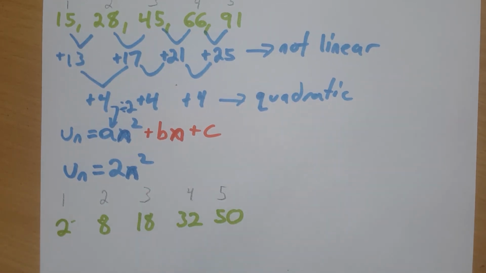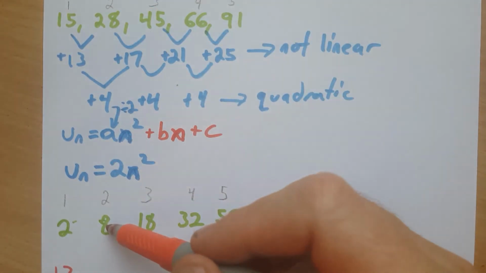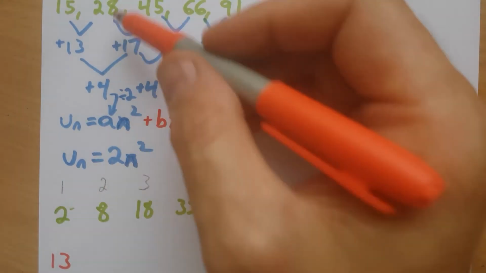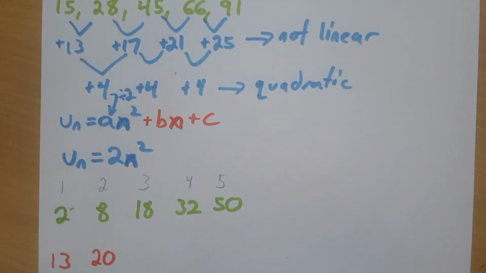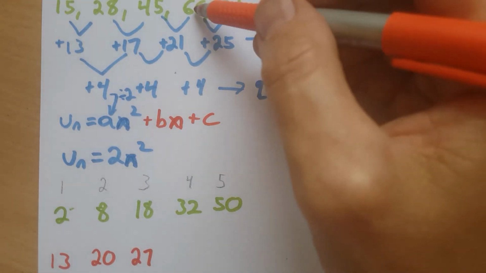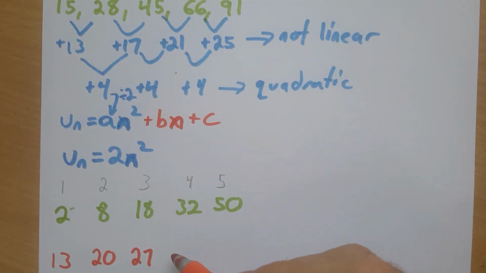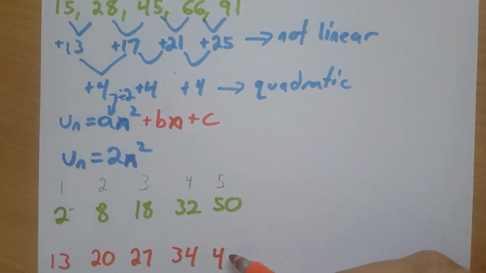And I have to do the same thing for all the others. So 15, take away 2, well, that will make 13. 28, take away 8, can barely fit it, I think. 28, and take away 8 will make 20. 45, take away 18, well, let's see, that'd be 25 plus 2 is 27. 66, take away 32, 66, take away 30 would be 36. Take away 2 more is 34. 91 take away 50 is 41.